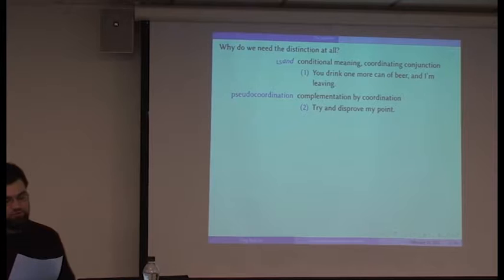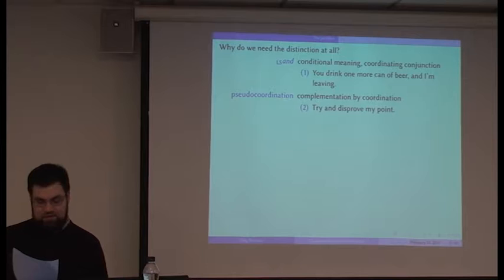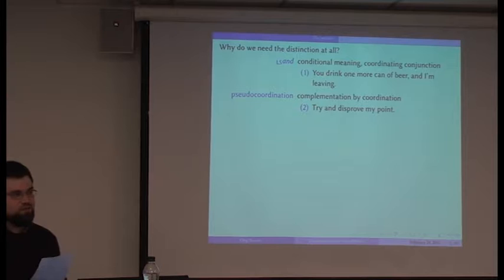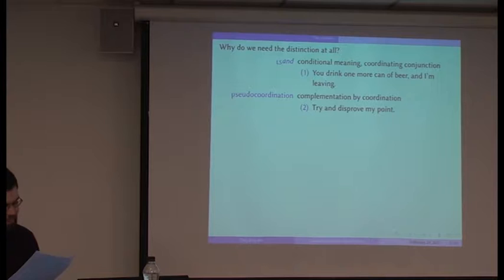Like in the try-and construction in English, try and disprove my point. So essentially, disprove is a complement clause dependent on the verb try, even though the marker of close linkage is traditionally the conjunction and, traditionally understood as being coordinate.